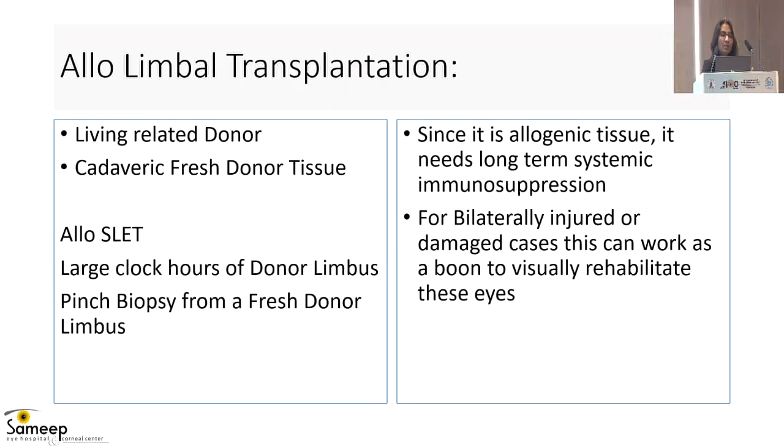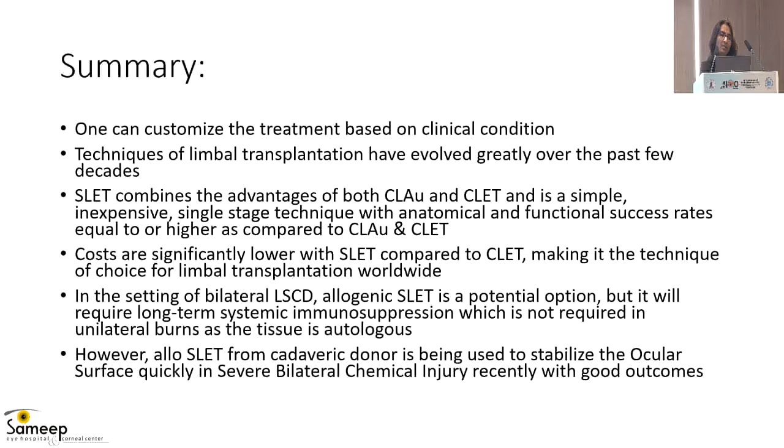At times, we would like to do allolimbal transplantation, and that is indicated in bilateral cases. A living-related donor or cadaveric fresh donor tissue we can use. For allo-SLAT, usually we take large clock hours of donor tissue, or sometimes one can take a pinch biopsy from the fresh donor limbus. Since it is allogenic tissue, it needs long-term systemic immunosuppression. For bilaterally injured or damaged cases, this can work as a boon to visually rehabilitate these eyes, especially chronic VKC and chemical injury patients. So to summarize, one can customize the treatment based on clinical condition.